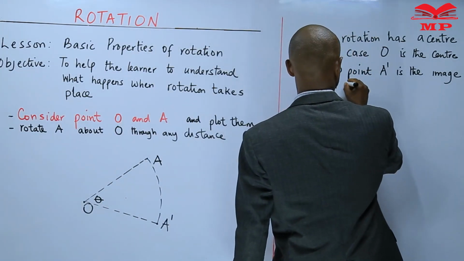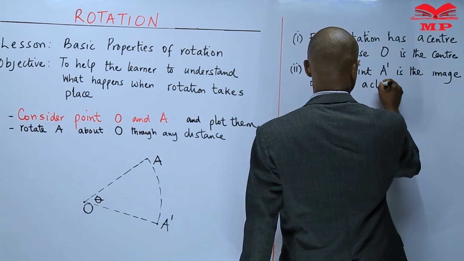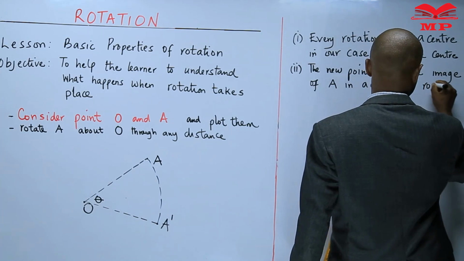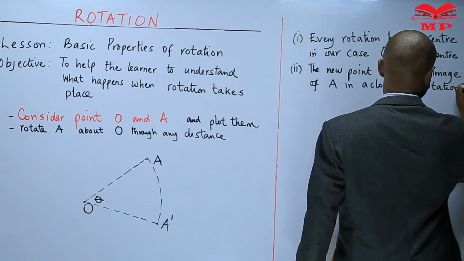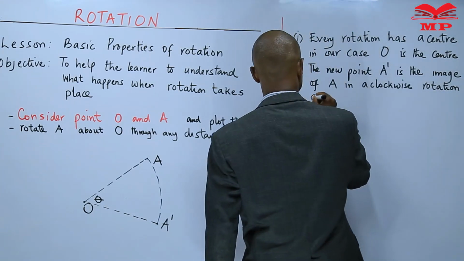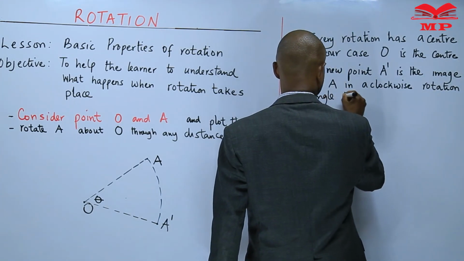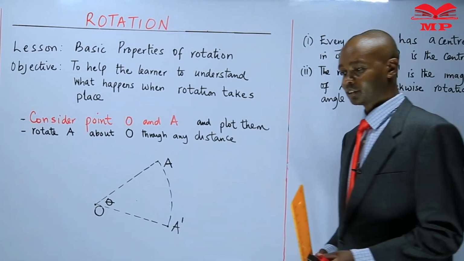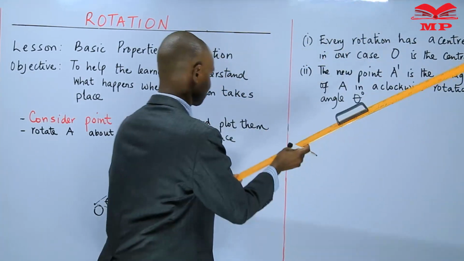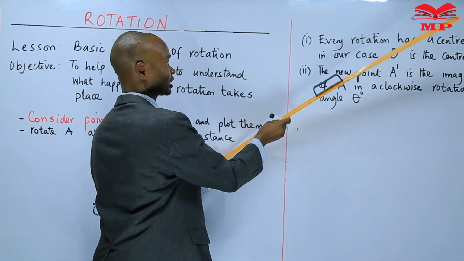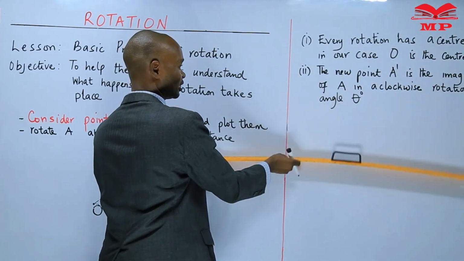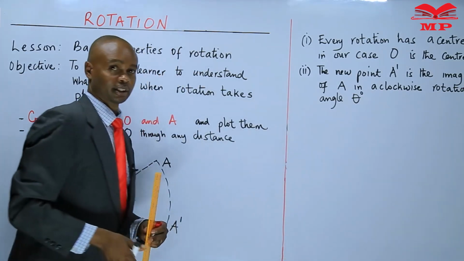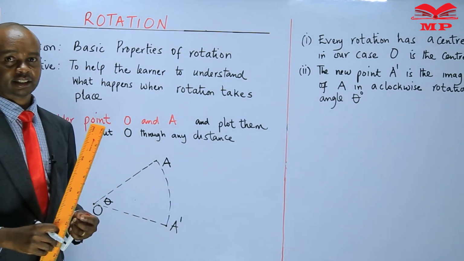A prime is the image of A in a clockwise rotation of angle theta degrees. So it is a clockwise rotation. If I have this roller, this is like my center of rotation. You see, that is a rotation. You see there is an angle I swing.